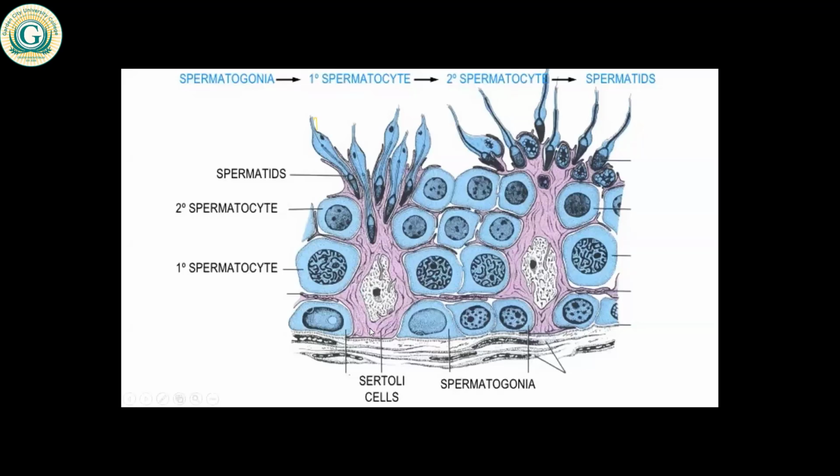Those cells are inside the seminiferous tubule. We call them Sertoli cells. Sertoli cells. Okay. Those purple, mauve, whatever cells, these ones, they are inside the seminiferous tubule. We call them Sertoli cells.